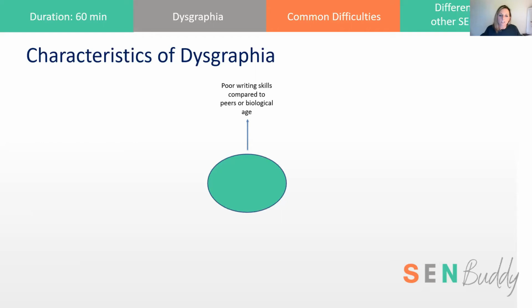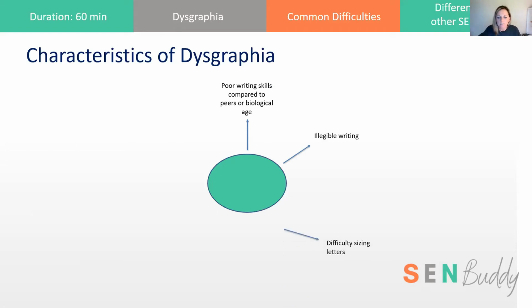But poor writing skills compared to their peers or biological age. So that's the bit about being average IQ. Are their writing skills less than expected? Past probably the end of year 2, year 3, my own opinion is we would be able to start to spot it once the skill of handwriting itself is slightly more formed and mature. If it's still erratic, we should start to see that perhaps there's something more going on.